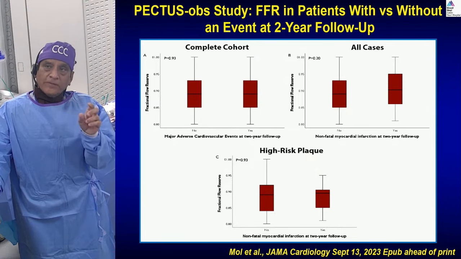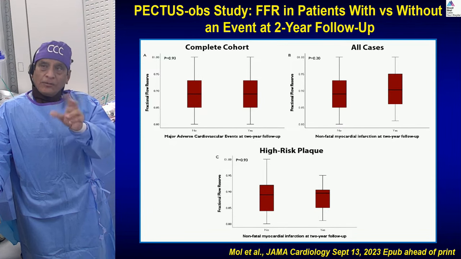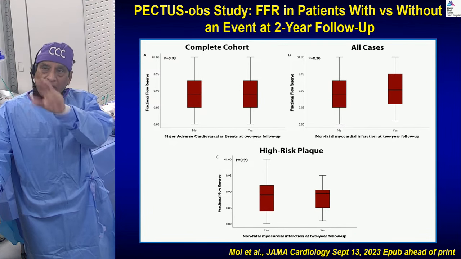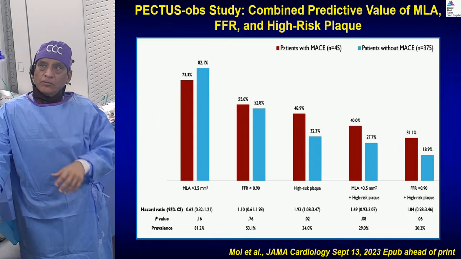And also we ask, well, maybe it was the FFR which really led to the subsequent event. No. See the answer in the lower panel. FFR was identical, 0.9, in both the high-risk plaque group and the non-high-risk group.